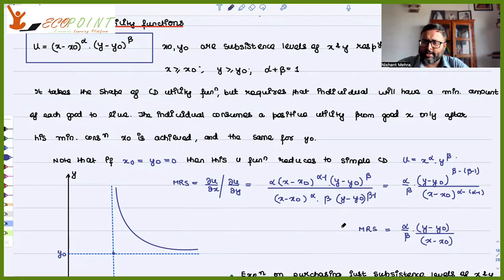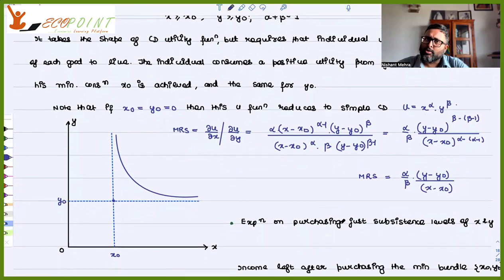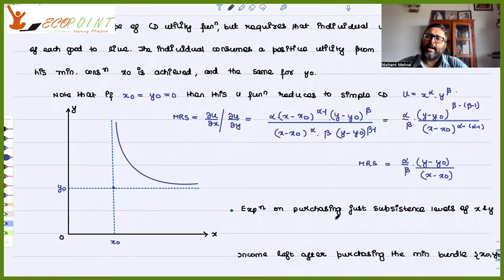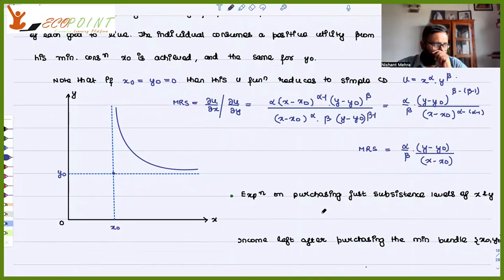Right? And you can check that del MRS by del x also is less than 0, showing that it has diminishing MRS, which means that preferences are convex. Acha, in case you're going to spend, suppose what is your expenditure if you're going to consume just your subsistence level, and that expenditure has to be made. You don't have a choice in that.